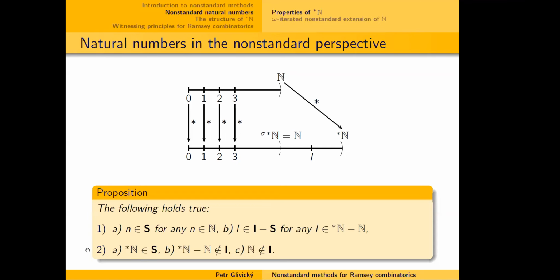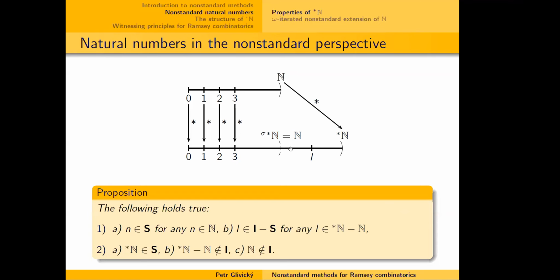And the second point of this proposition says that, of course, star of N, because it's star of something, is a standard element, a standard set. But neither of the two parts, neither N nor star N minus N, is even internal. So both of these are external sets which do not belong even to the internal universe. And this can be seen in the easiest way by looking at star N minus N, because this segment doesn't contain the least element. Of course, there is no least element here, because the previous one would necessarily be the largest element of N, which doesn't exist.